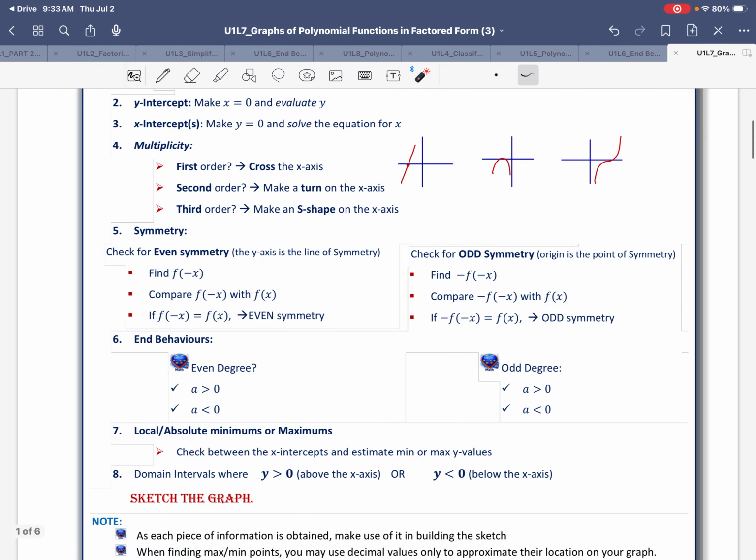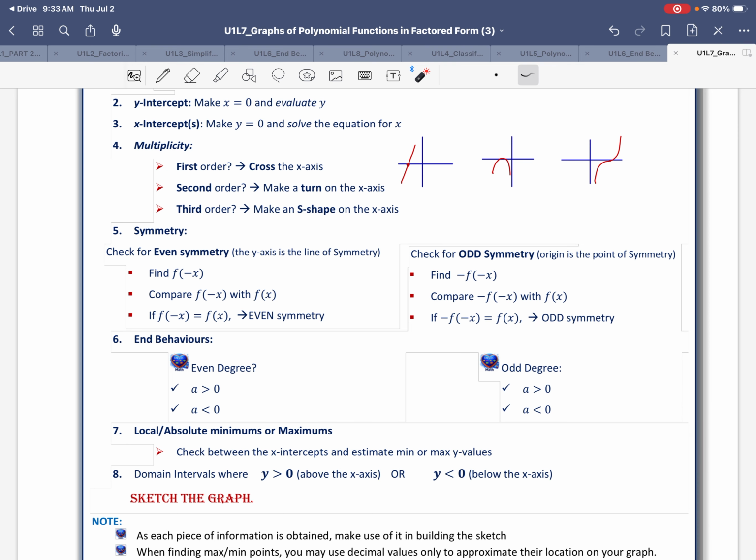For odd degree polynomial functions, if a is positive, then the function will approach negative infinity in the left end and positive infinity in the right end. And if the leading coefficient is negative, then the function will approach positive infinity on the left end and negative infinity on the right end.